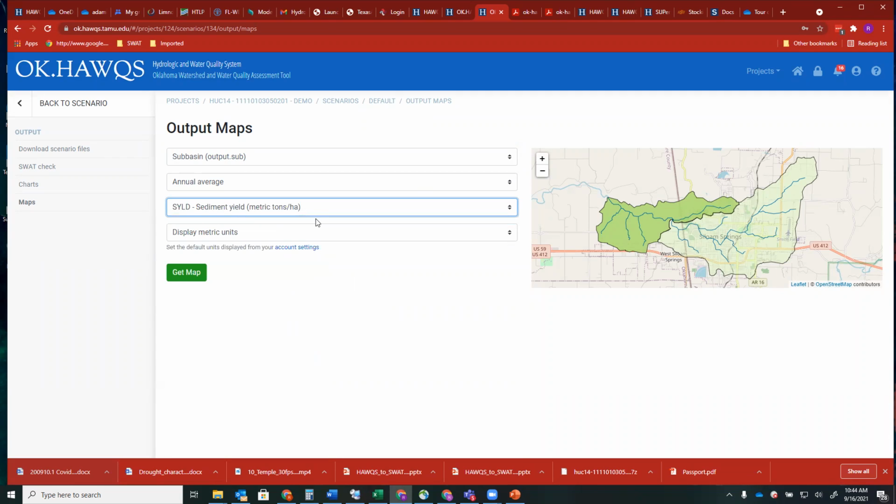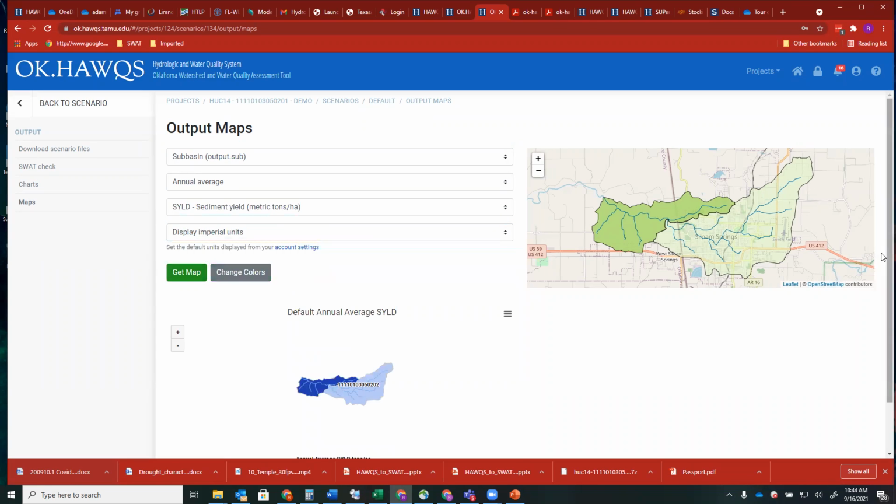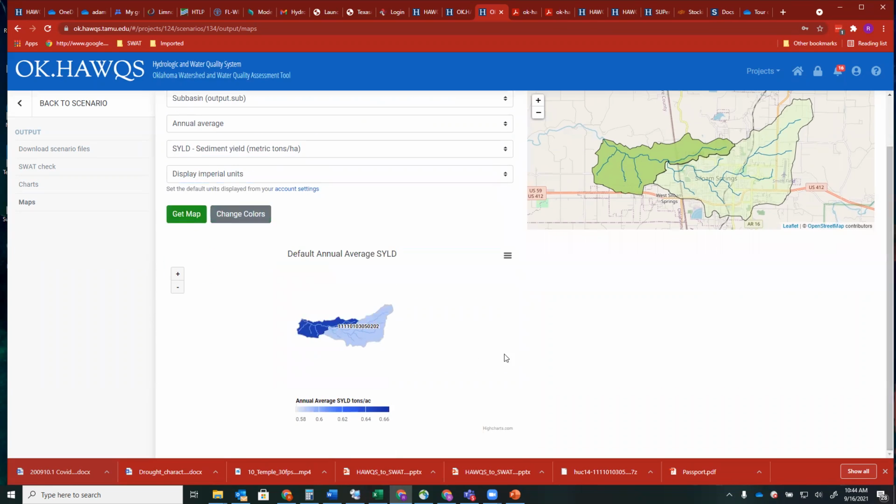Okay. And then again, you can change your units and say, get my map. So it will give you the map of sediment. This subbasin has got a higher sediment than the one upstream actually. You can say it's 0.66 tons versus 0.58 tons. If you move your cursor, it will tell you the value.